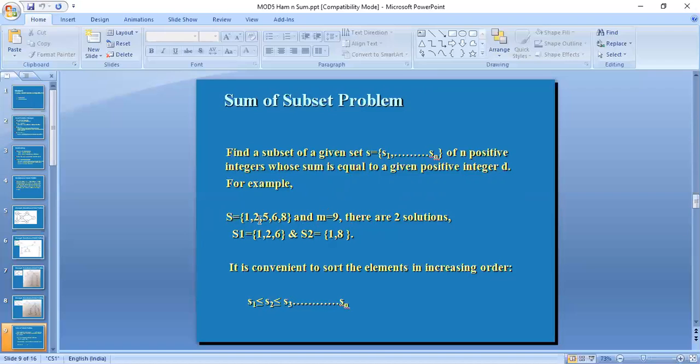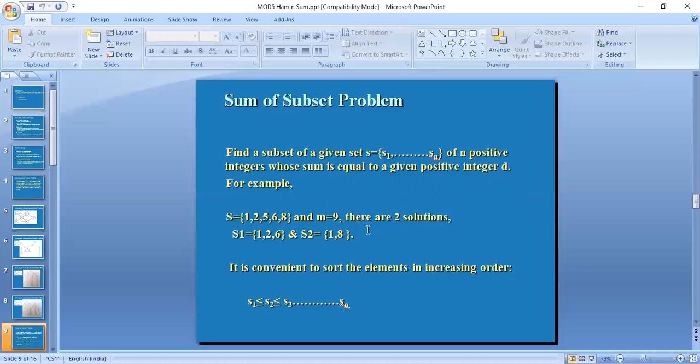If you create a subset, and you find the sum of all the values in the subset, it should give you the value m. It should be exactly equal to m. It can be neither less nor greater. So, for example, what is given here? The set S, which has 5 elements: 1, 2, 5, 6, 8. And you have the m value which is equal to 9.